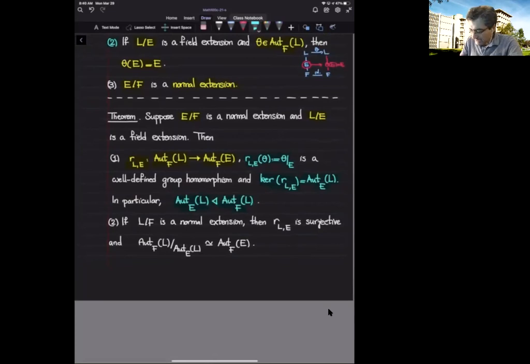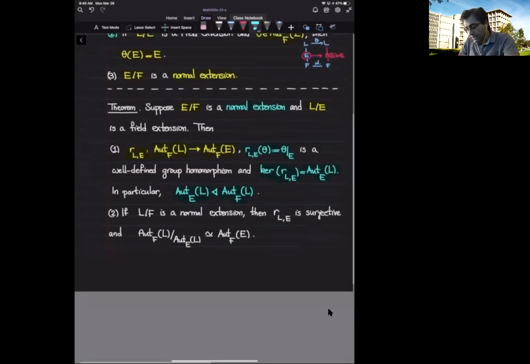In particular, we deduce that the E automorphisms of L form a normal subgroup of the F automorphisms of L. Now you see the connection between the concept of normal field extensions and the concept of normal subgroups. In fact, the motivation was the other way around. People wanted to understand normal field extensions, and that's how the concept of normal subgroups came out. Anyway, so when E over F is a normal field extension, then the E automorphisms of L form a normal subgroup of the F automorphisms of L.